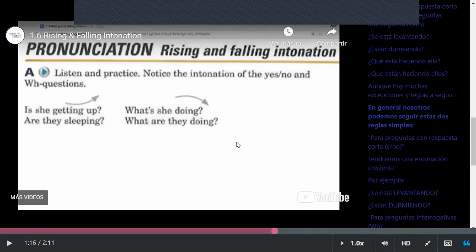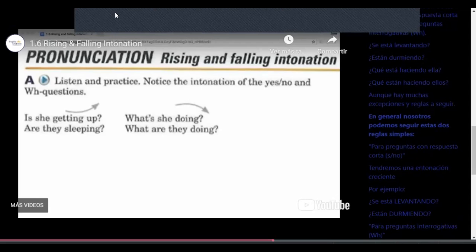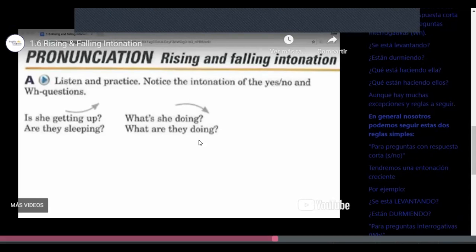For example, what's she doing? And what are they doing? So please practice these type of pronunciation, guys. When you see a yes, no question, remember, rising intonation. And when you see WH word questions, it's falling intonation, okay?